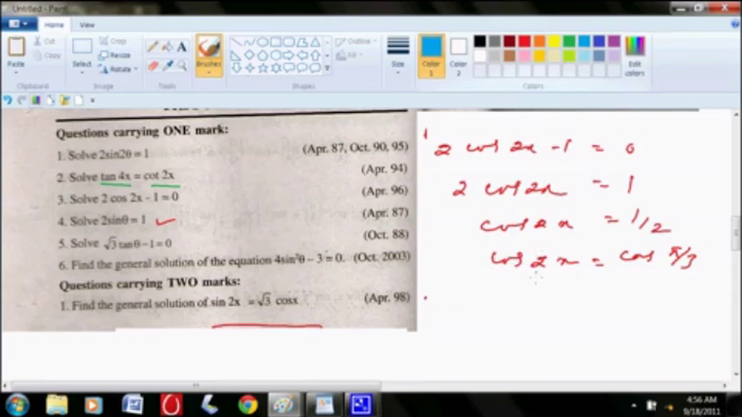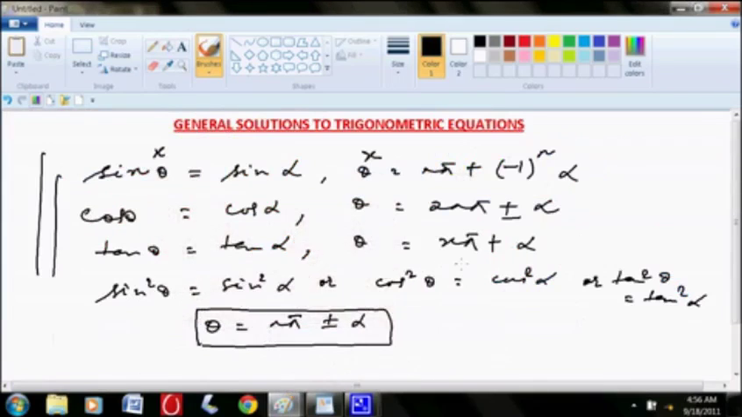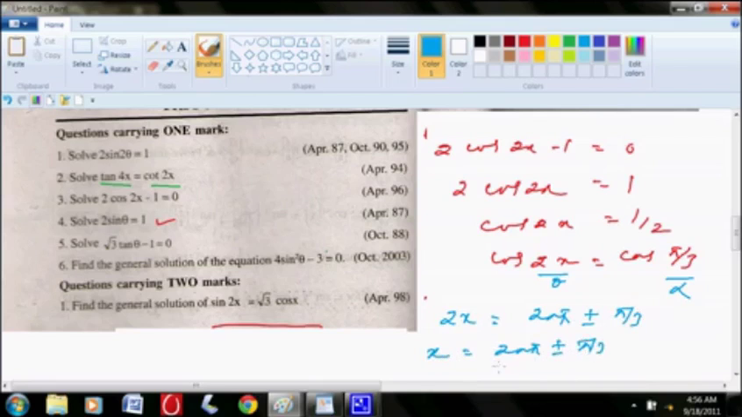Then I'll put the formula for cos theta is cos alpha. And here it is: theta is 2n pi plus or minus alpha. So this is 2x. It's 2n pi plus or minus pi by 3. So x is 2n pi plus or minus pi by 3, whole divided by 2. This much is enough. You can leave the answer from this step.